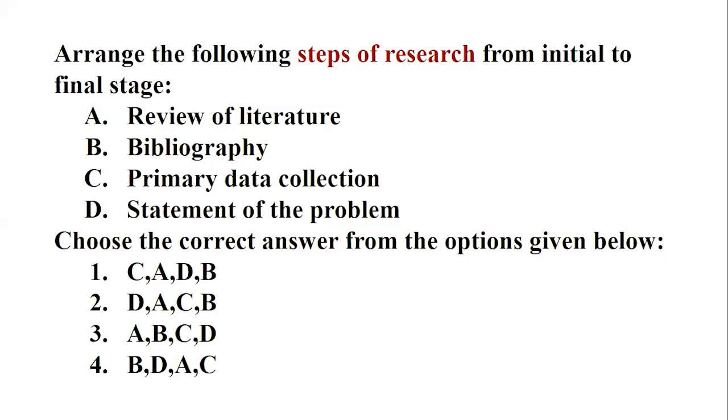Back to our question. The question is that we have to arrange steps of research from initial to final stage. So the answer is option 2, D, A, C, B. Which one comes first? The first is statement of the problem. Next, review of literature. Then primary data collection, and after that, it will be last on bibliography.